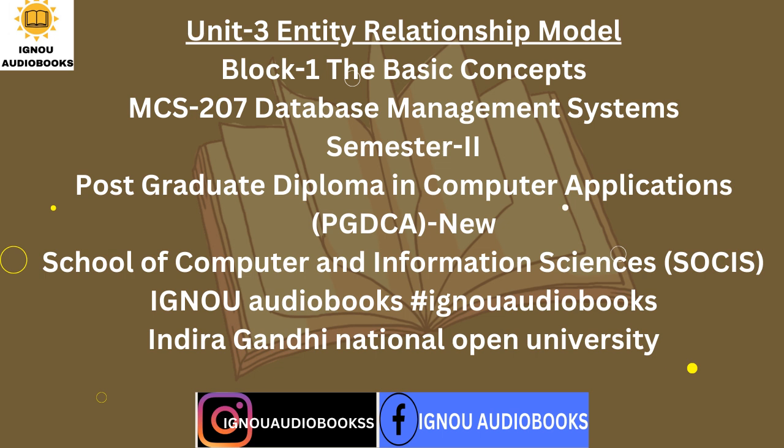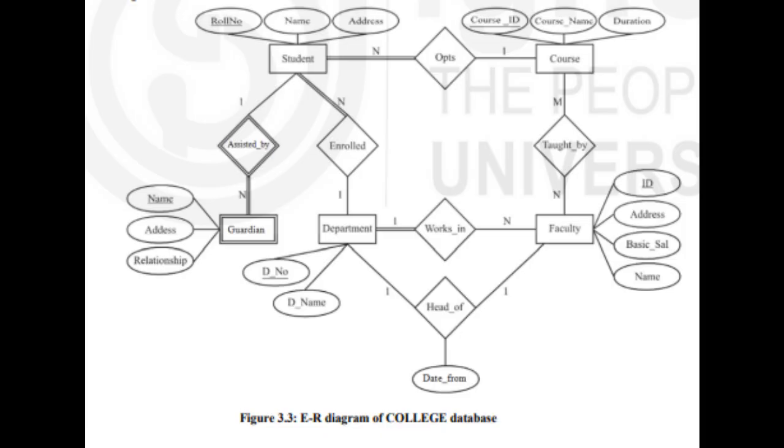Faculty: id primary key, name, address, basic_sal. Department: d_no primary key, d_name. Course: course_id primary key, course_name, duration. Guardian: name, address, relationship. Please note that the guardian is a weak entity. It is related to the strong entity, student.